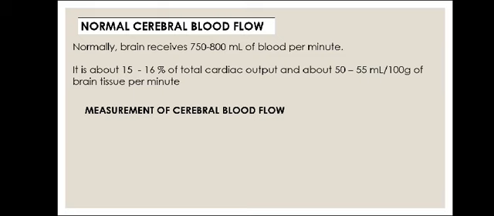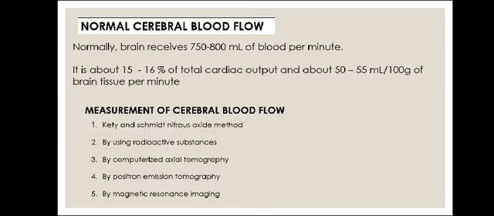Cerebral blood flow can be measured by 5 different methods: the Kety-Schmidt nitrous oxide method, the use of radioactive substances, computerized axial tomography, positron emission tomography, and magnetic resonance imaging. These can be studied in later videos.